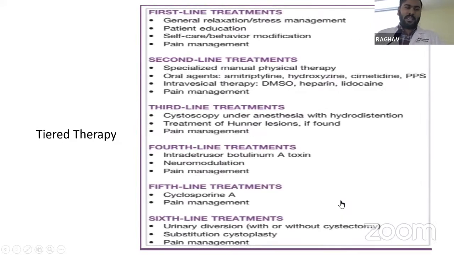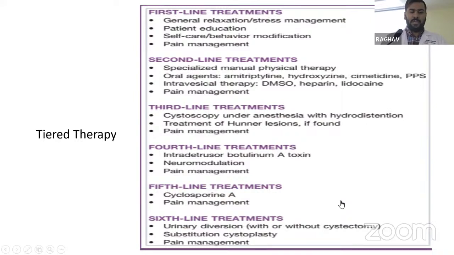The tiered therapy that has been proposed is as such. The first line treatments are general relaxation, stress management, education plays a vital role, self-care, behavior modification, and pain management. Second line treatments include specialized manual physical therapy, oral agents such as amitriptyline, hydroxyzine, cimetidine, and pentosan polysulfate. Intravesical therapy such as DMSO, heparin, and lignocaine. Pain management. Third line treatments include cystoscopy under anesthesia with hydrodistension, treatment of Hunner lesions if found, pain management.